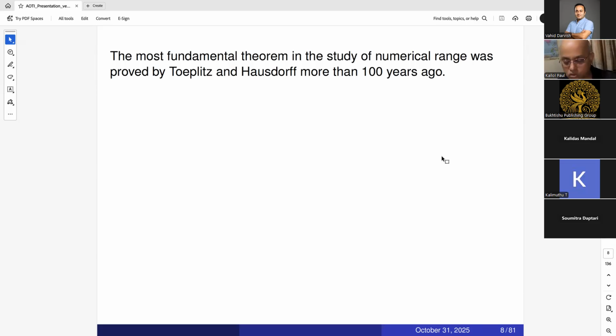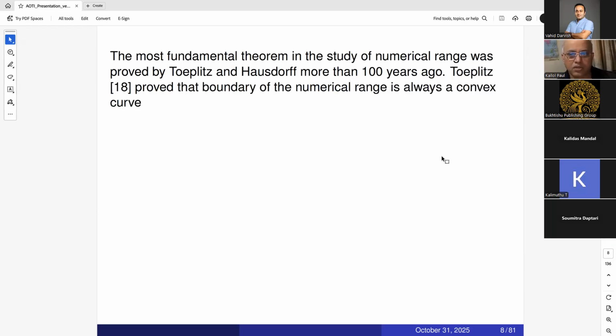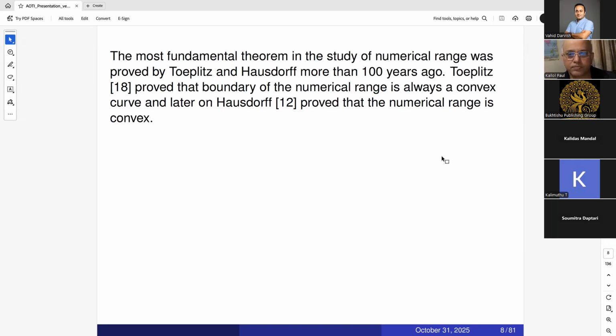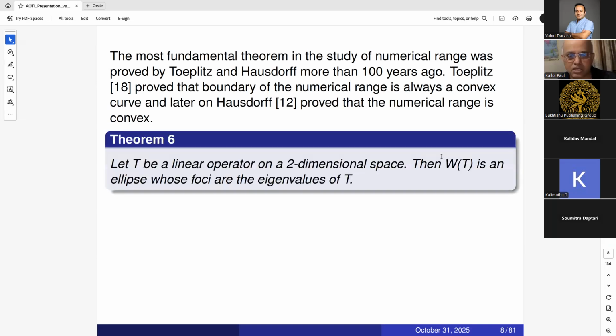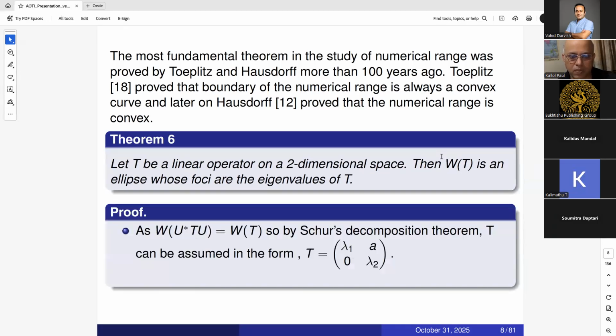So first we'll focus on 2 cross 2 matrices, or operators on two-dimensional Hilbert spaces. I will just elaborate on this proof because it's more geometrical in nature. If T is a linear operator on a two-dimensional space, then W(T) is an ellipse whose foci are the eigenvalues of T. As you know, the numerical range is unitarily invariant. So by Schur's decomposition theorem, we can take the operator to be of the form [λ1 a; 0 λ2].